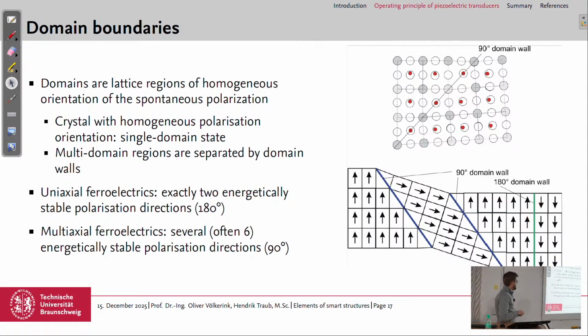And there are uniaxial ferroelectrics, which have only 2 stable polarization directions with 180-degree domain walls, so only like this. And we have multi-axial ferroelectrics, which have several, often 6, like I showed, stable polarization directions, like maybe more on the left-hand side.